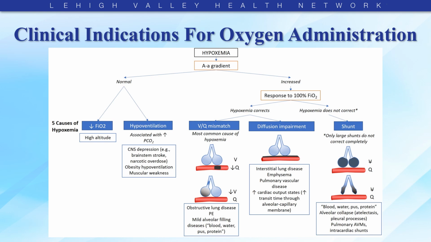So you look at the 5 causes of hypoxemia. You have high altitude, so you have loss of FiO2. The FiO2 is still 21%, but the barometric pressure is lower, so the PO2 drops because you don't have the same amount of oxygen pressure in the air. That responds very easily to oxygen. You give more oxygen, and the PO2 will go up.